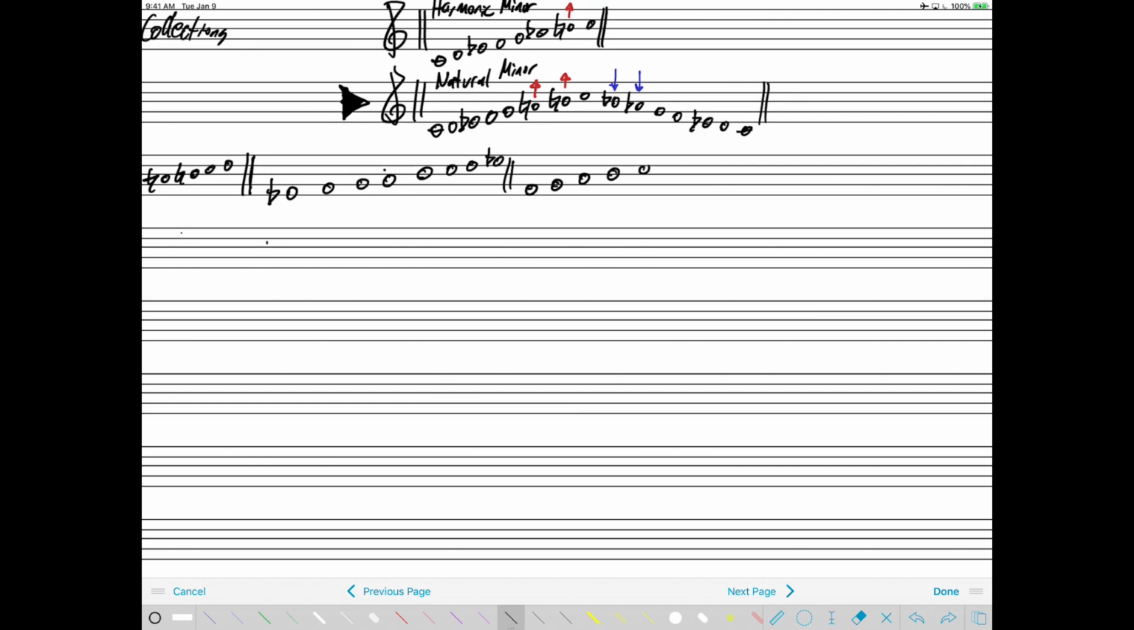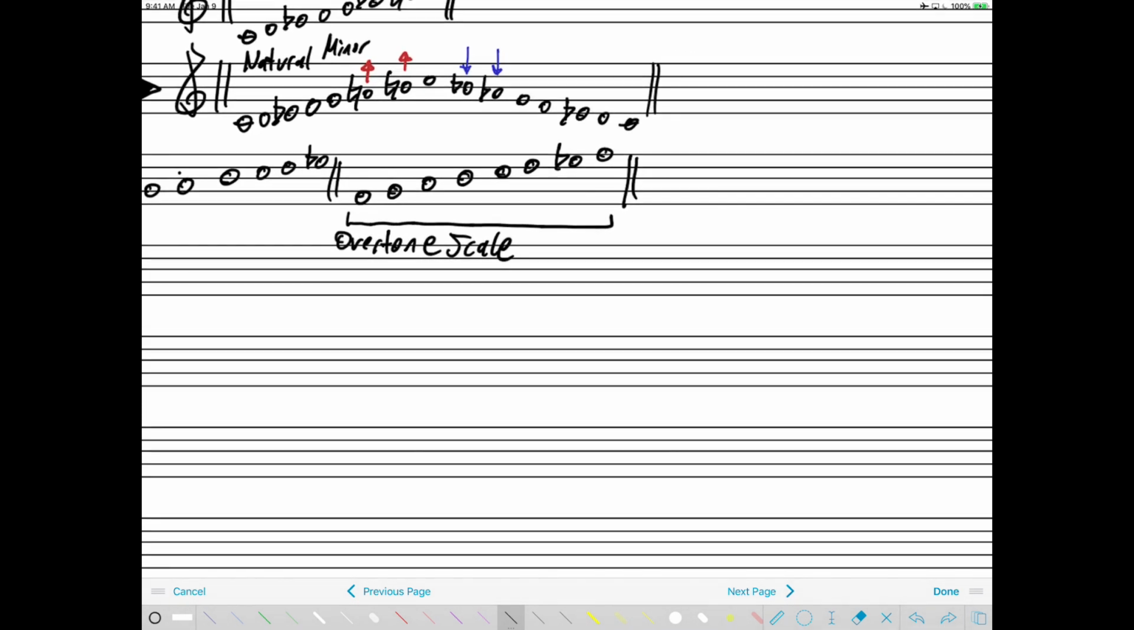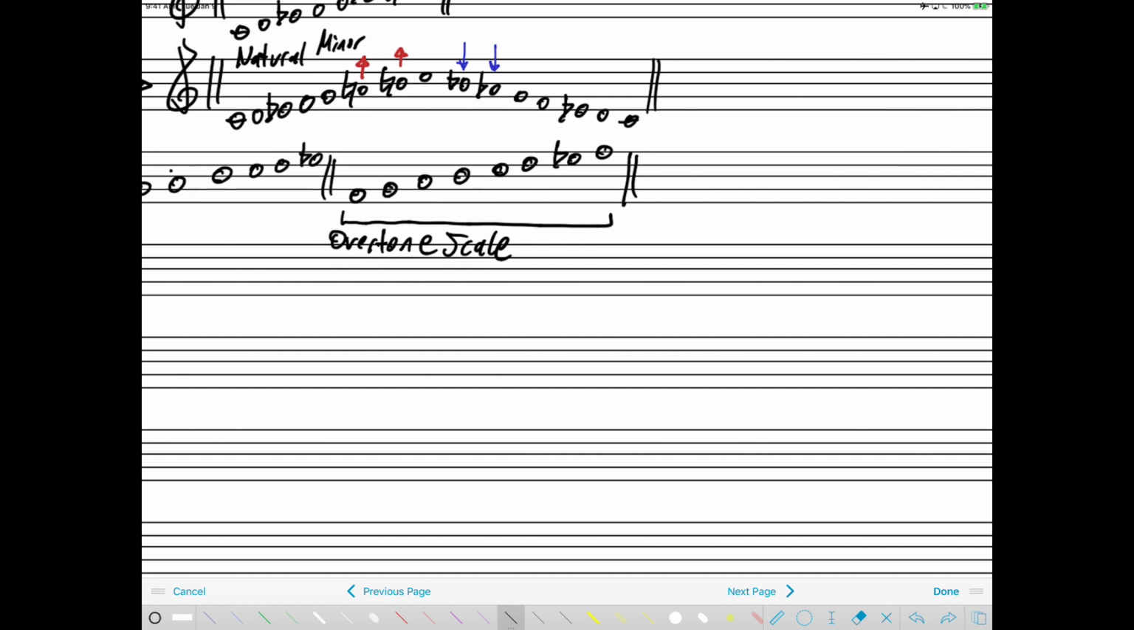Then going on to this scale, it sounds like this. This scale has a specific name. This is sometimes known as the overtone scale, because when translated into equal temperament pitches, these pitches that are present will be the pitches that are lowest down in the overtone series for this starting note.